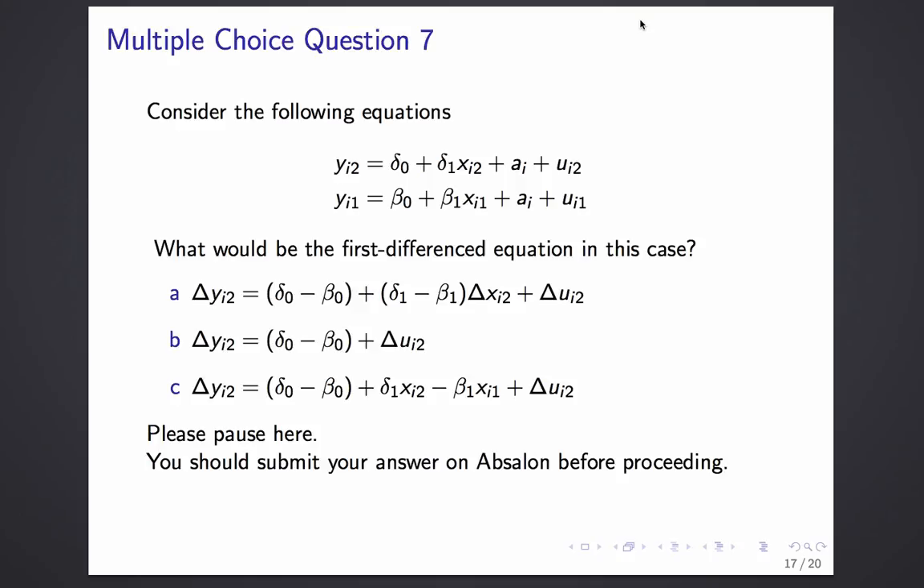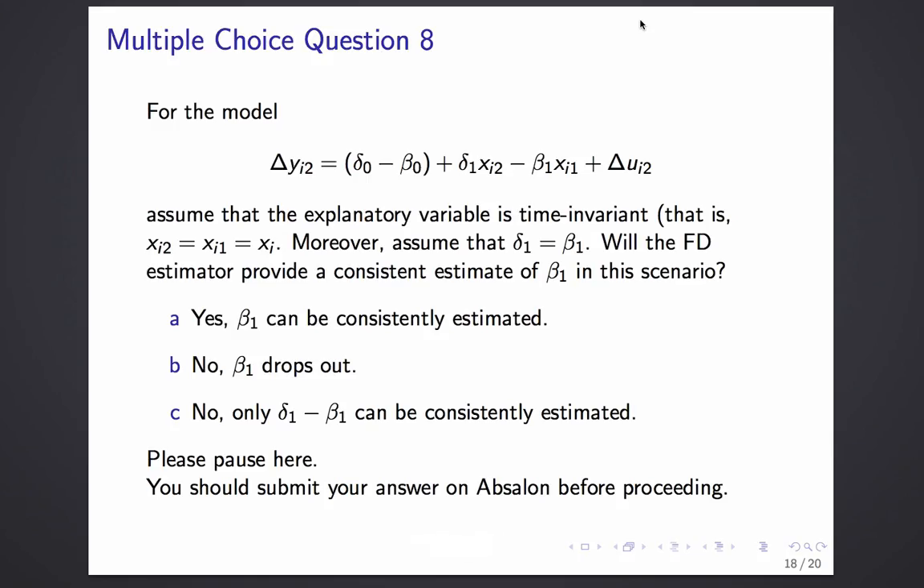Thank you. Let's move on to the next question. Now imagine you have this model, where the difference of y is a function of x observed in period 2 and x observed in period 1. Now you're told that the explanatory variable is time invariant. Moreover, you're told that delta 1 is equal to beta 1. The question is, will the first difference estimator provide a consistent estimate of beta 1 in this scenario?